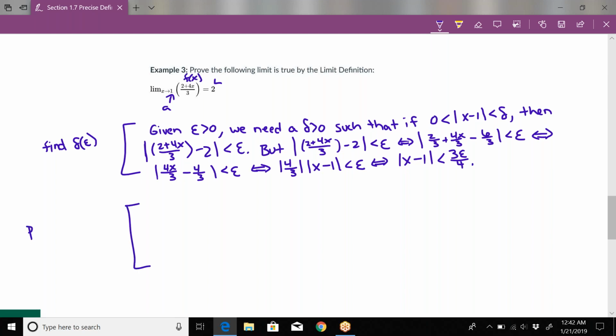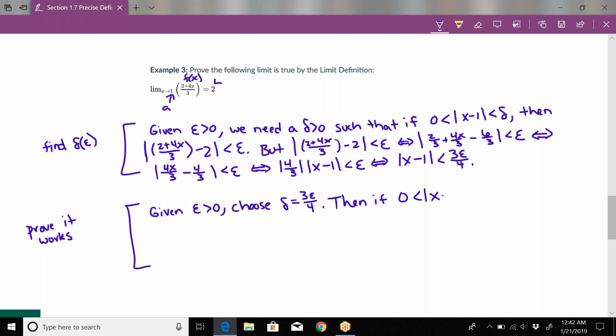Now I'm going to prove it works. Okay, so given my epsilon is greater than 0, we're going to choose our delta to be 3 epsilon over 4. Then we have to start with the correct direction of the definition, which is we start with this: if 0 is less than absolute value of x minus 1 less than delta, that implies, since epsilon is also greater than 0, we're going to drop that part off, so it's just x minus 1 less than 3 epsilon over 4. I'm going to multiply both sides by 4/3, which gives me 4/3 absolute value of x minus 1 less than epsilon.